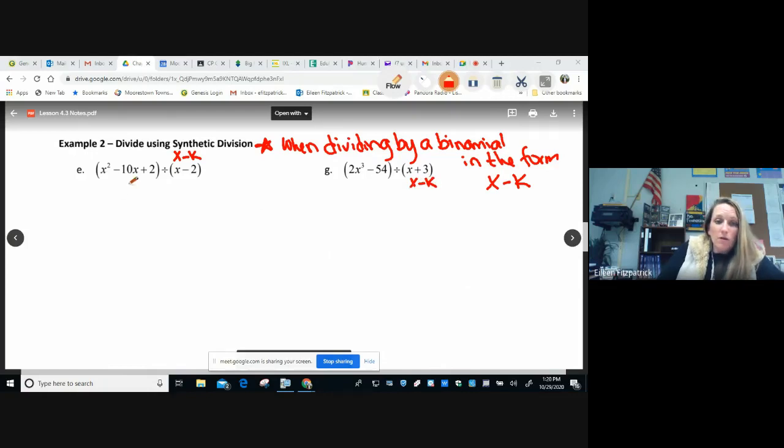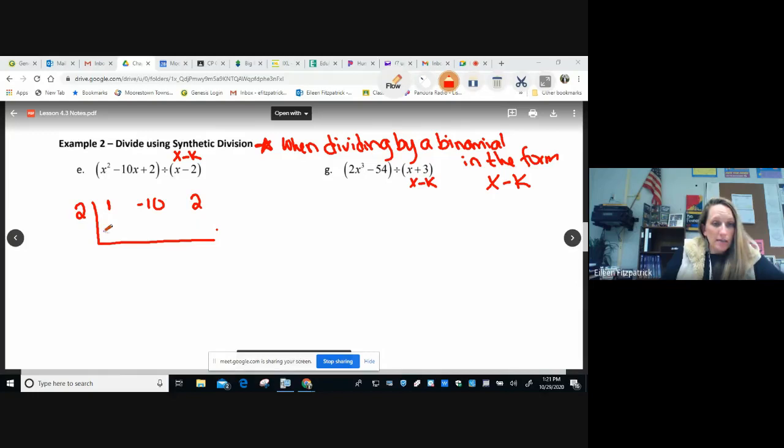And the first thing you want to tell me is what is the k value? Okay, the k value for this problem is 2. The k value goes out front, and then you kind of have like an upside down house, an upside down bracket. What goes inside next are the coefficients of your dividend, what you're dividing into. So the coefficients are 1, -10, and 2.